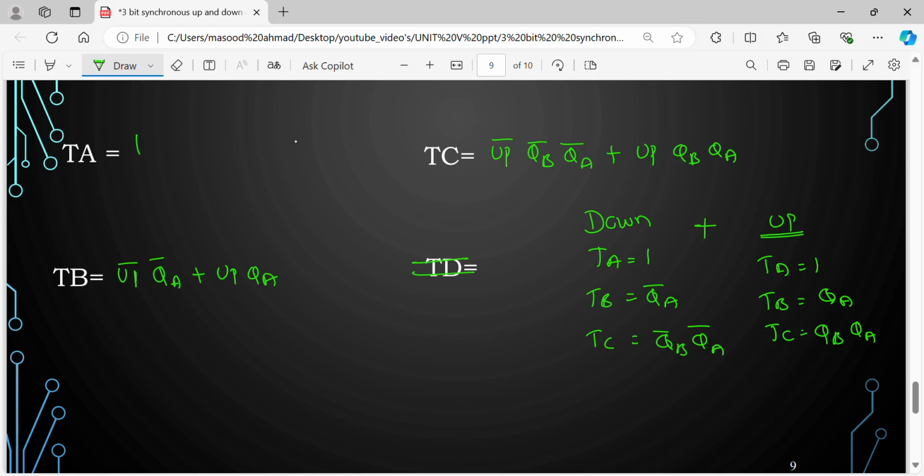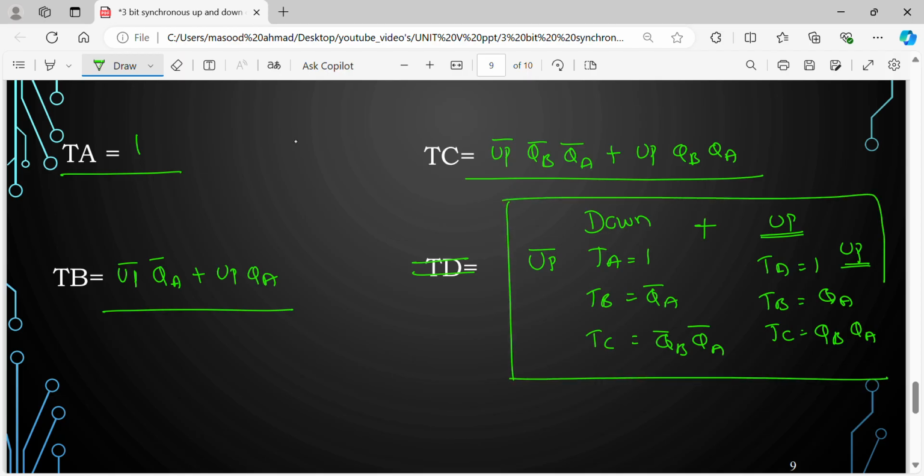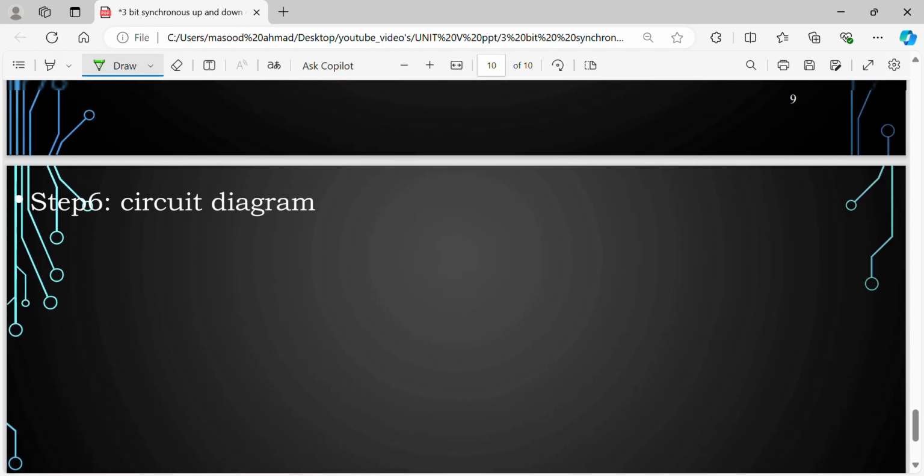The only thing is we have added these terms in the expressions. So down when up bar is there, up when up equals 1. The same thing is added with it. Of course, TA is always 1. Now you can understand how up expressions are, how down expressions are, and how up-down expression is. This is the important thing one has to understand. Once this is done, the rest is to draw the circuit diagram.